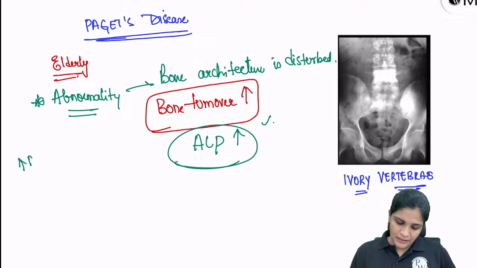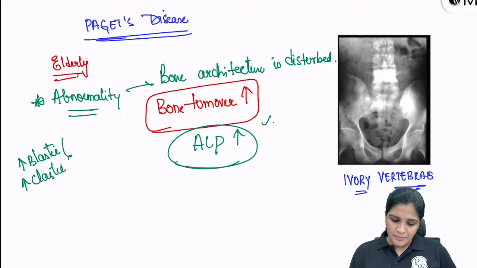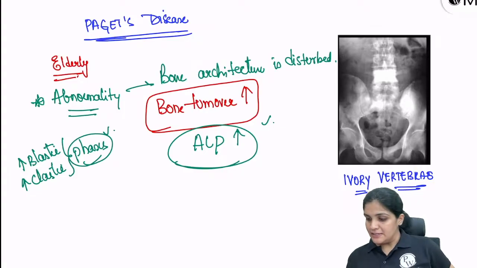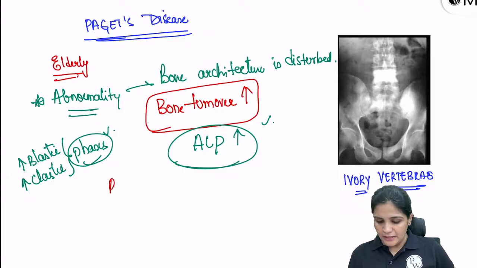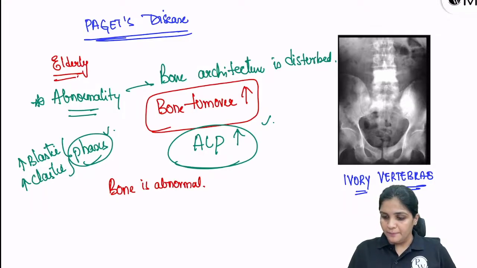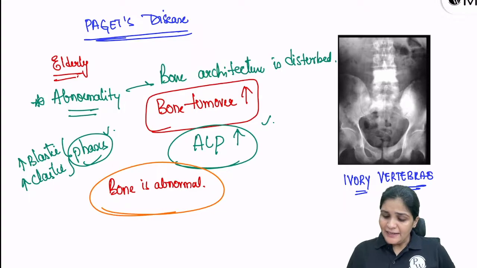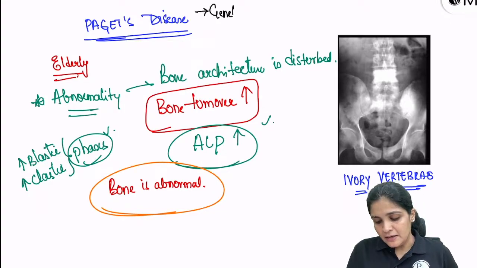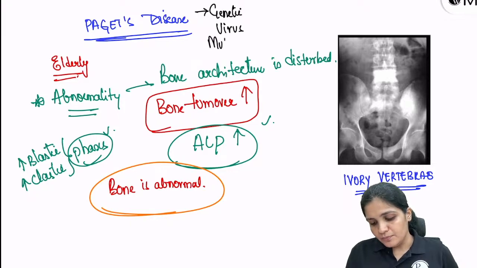There will be both an increase in blastic activity and an increase in clastic activity. This might occur in phases, but the bone is abnormal. This is what you have to remember. And why is it happening? This can happen because of genetics, because of a virus, or because of mutations.